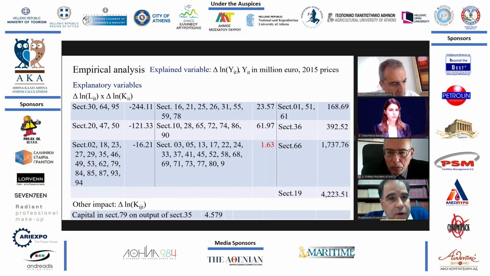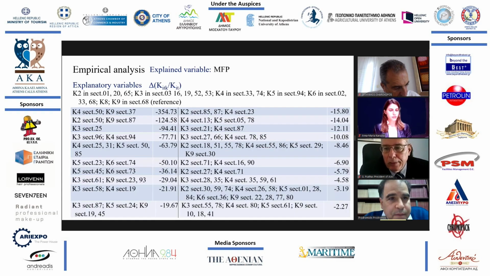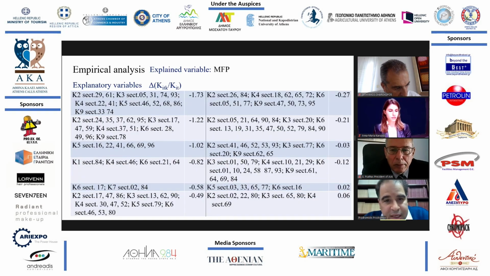We look at the coefficients of the product terms. Again, with negative effects, positive effects, and then we go to the multi-factor productivity. Here, we've noticed that the shares of the various types of capital are associated with negative and positive terms. We go very quickly to put them all together in one diagram.